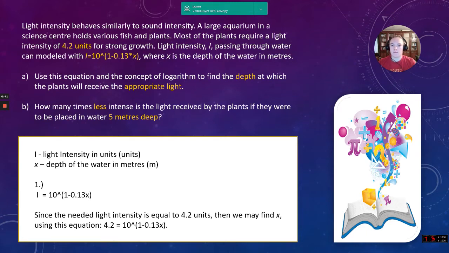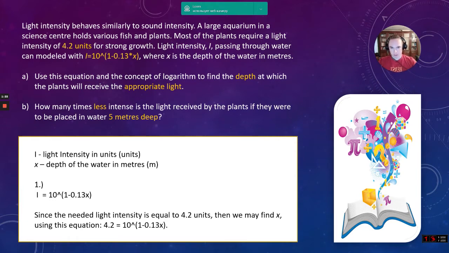Light intensity I passing through the water can be modeled by I is equal to 10 to the power of 1 minus 0.13 multiplied by x, where x is the depth of the water in meters. First of all, we're going to highlight key terms, the main points of the question, what we're really going to need to solve the math problem. We've got two questions. One of them is use the equation and the concept of logarithm to find the depth at which the plants will receive the appropriate light. The second one is how many times less intense is the light received by the plants if they were to be placed in water 5 meters deep.